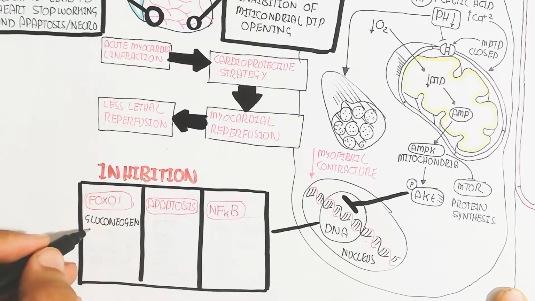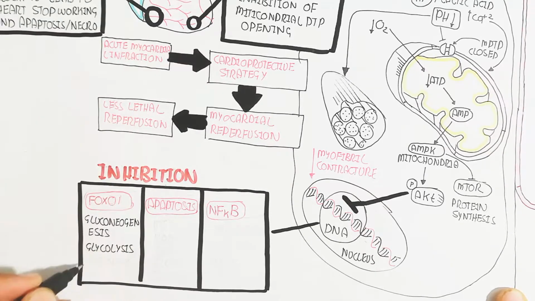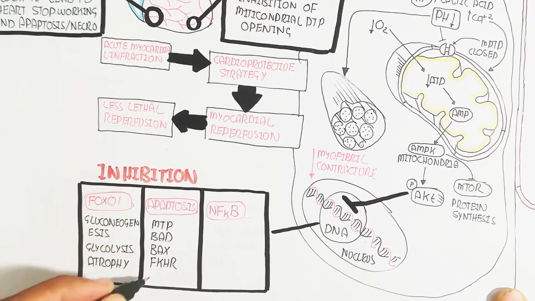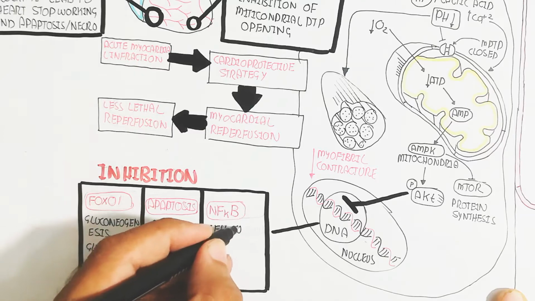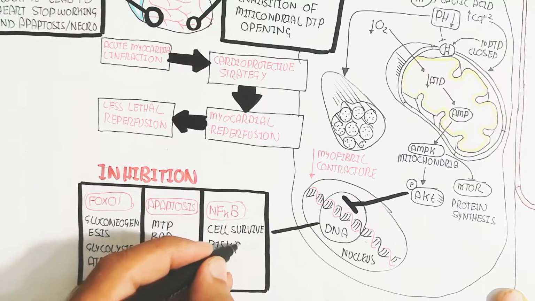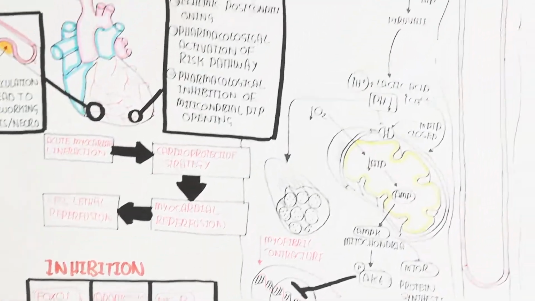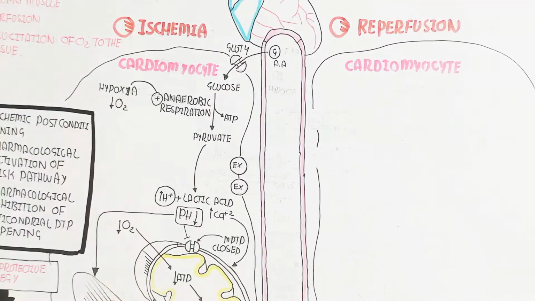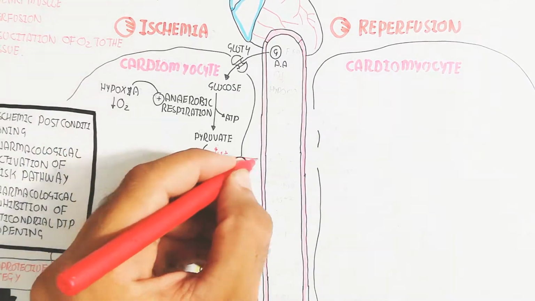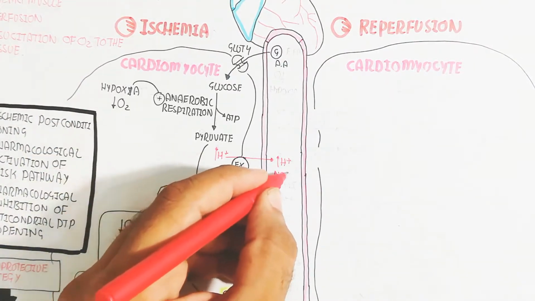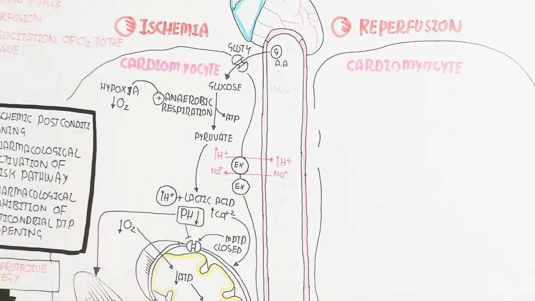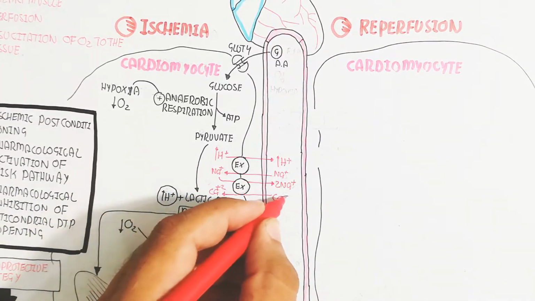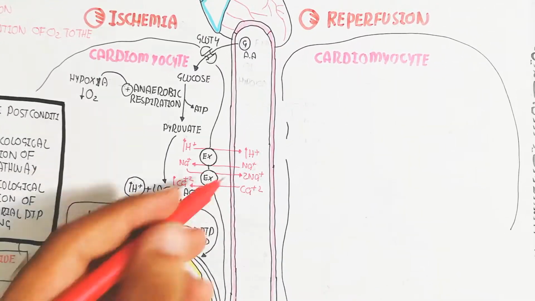The inhibition of this AKT pathway will inhibit FOXO1, because it is involved in gluconeogenesis, glycolysis, and atrophy, and in apoptosis inhibition through MPTP, BAD, BAX, FKHR, and caspase inhibition, and nuclear factor kappa B for cell survival. The RISK pathway will be inhibited. We can resuscitate, and we can pharmacologically inhibit mitochondrial PTP opening.